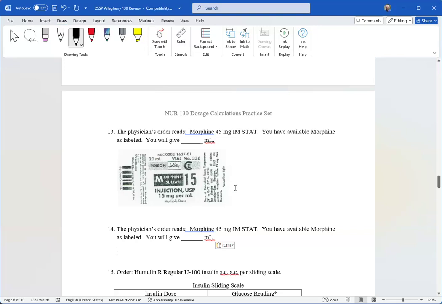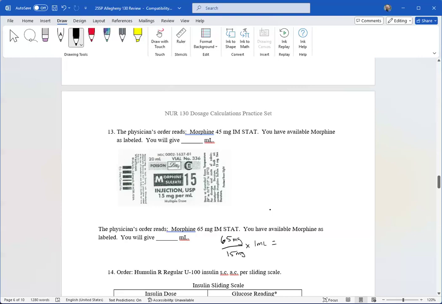And we'll say, let's say instead of 45 milligrams, this said 65 milligrams. All right. So I'm going to use the same label information. So I'm going to take my 65 milligram order. And let's say I'm doing ordered over available. So 65 over the 15 milligrams times the 1 ml.